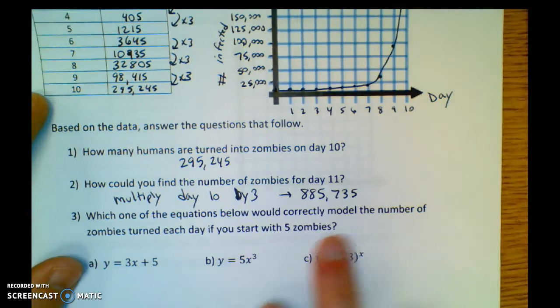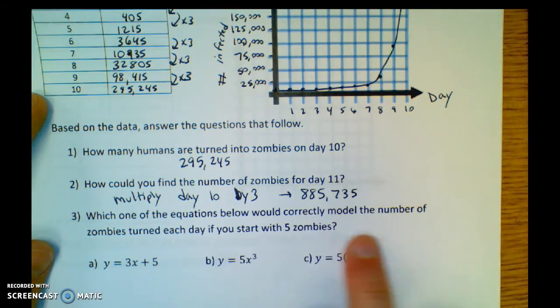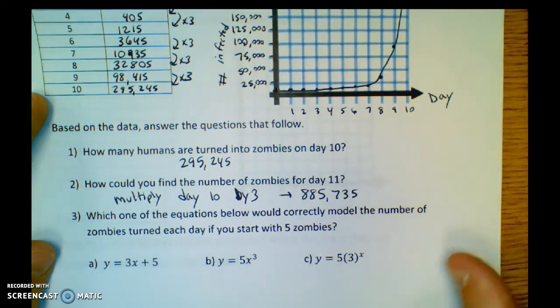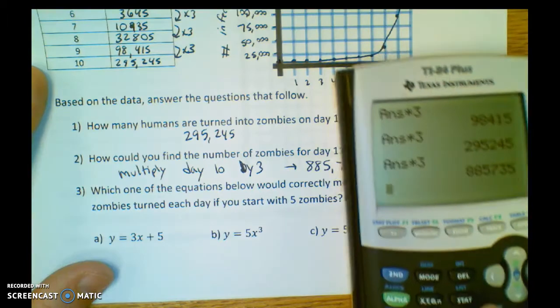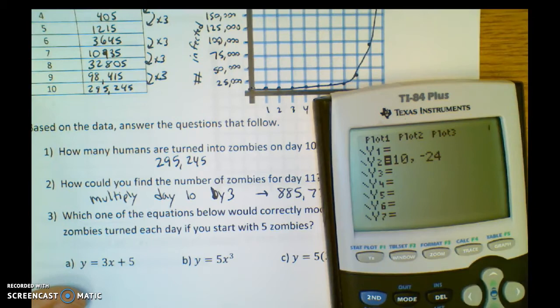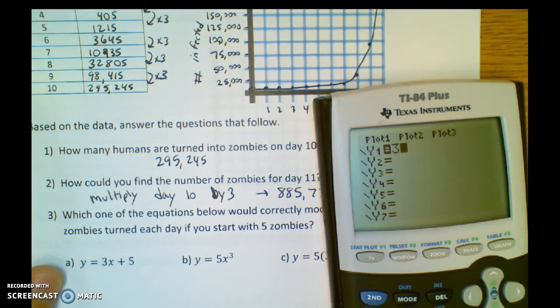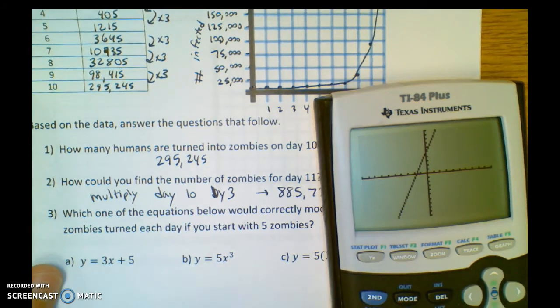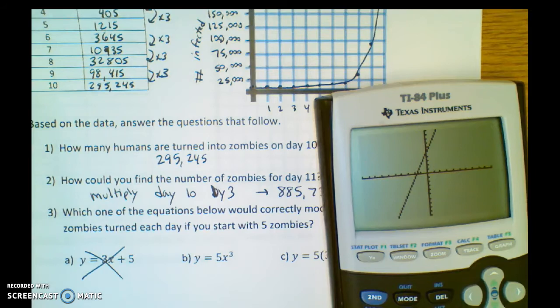So which equation represents the model of the number of zombies turned each day if you start with 5 zombies? So that's 3 choices. Let's graph each of them and see which one matches up with our graph. If I go to y equals and clear out whatever's in there, the first equation is 3x plus 5. Graphing it, hopefully now you can see that that's a linear equation. So I know it can't be this one because my graph was not a straight line.